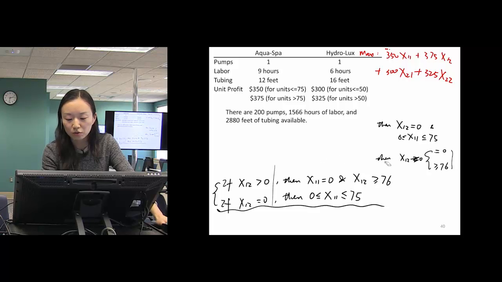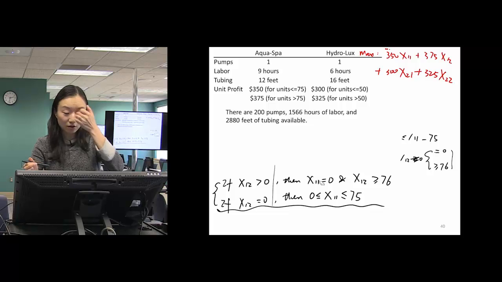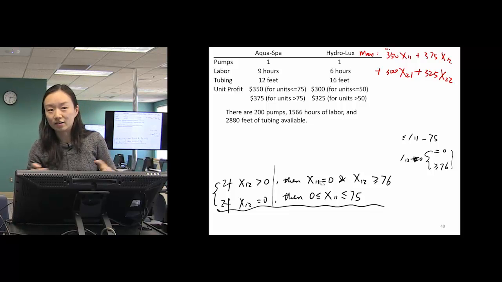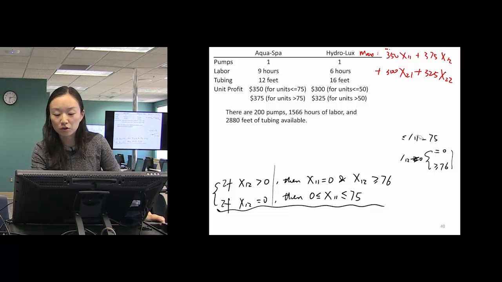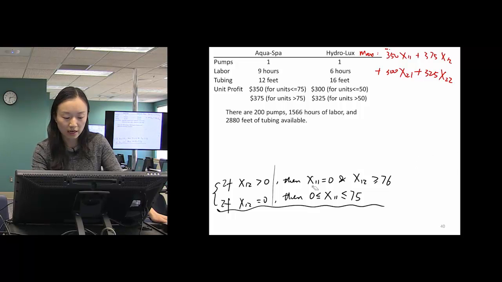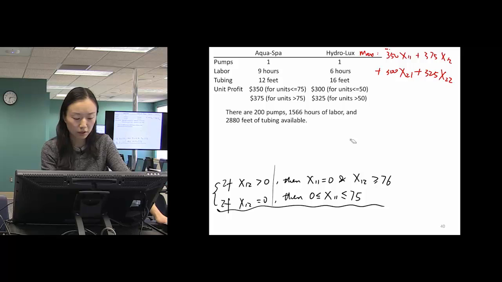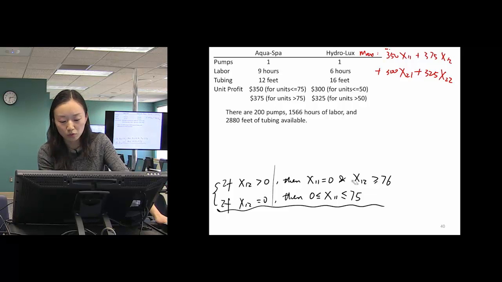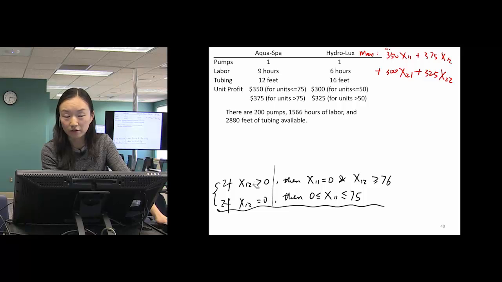You only start with one of the decision variables, because why? Because x11 and x12 are linked together. You only start with one of them, and it leads to all the situations. You don't have to do both sets. Okay, so the question was, do you need to do both sets? You only need to choose one, because if the first set covers all the situations that can happen to x12, then we are good. Because x11 will be determined by the x12 value here.